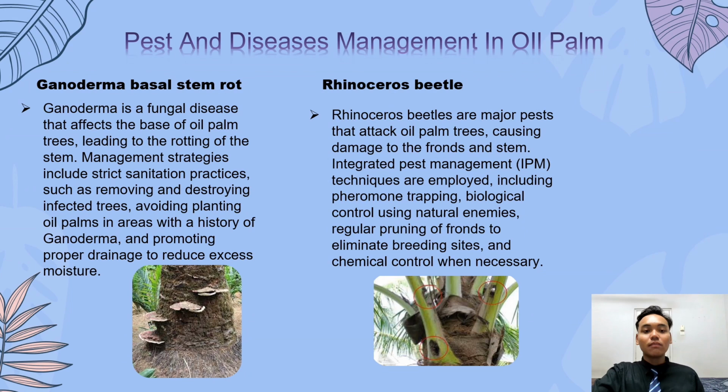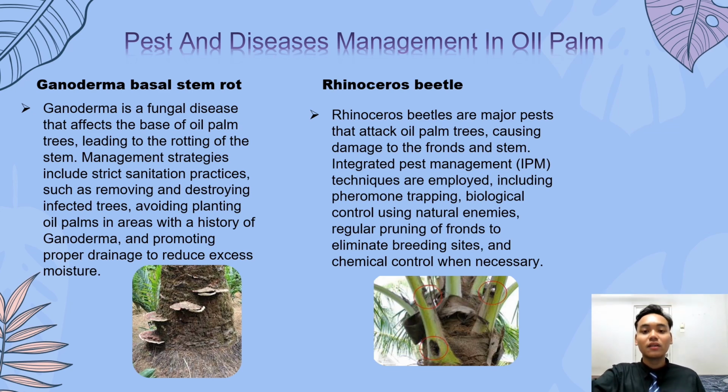Next, I talk about pest and disease management in oil palm. These are the pests and diseases common in oil palm. So, the first one is Ganoderma basal stem rot. Ganoderma is a fungal disease that affects the base of oil palm trees, leading to the rotting of the stem. Management strategies include sanitation practices such as removing and destroying affected trees, avoiding planting oil palm in areas with a history of Ganoderma, and promoting proper drainage to reduce excess moisture.